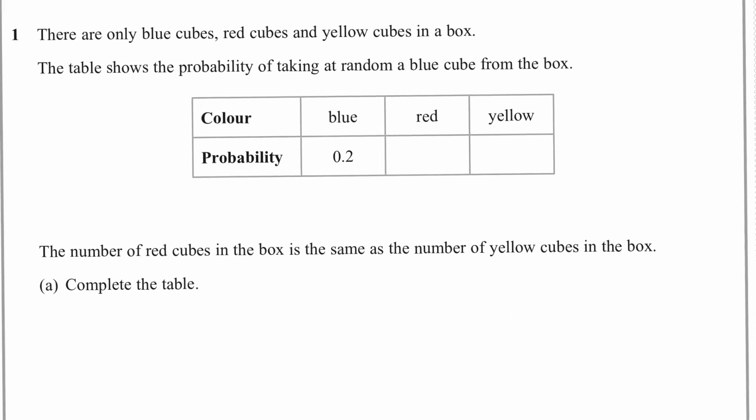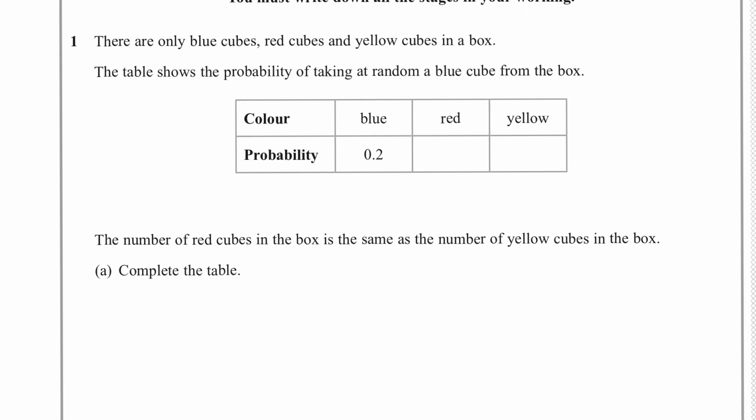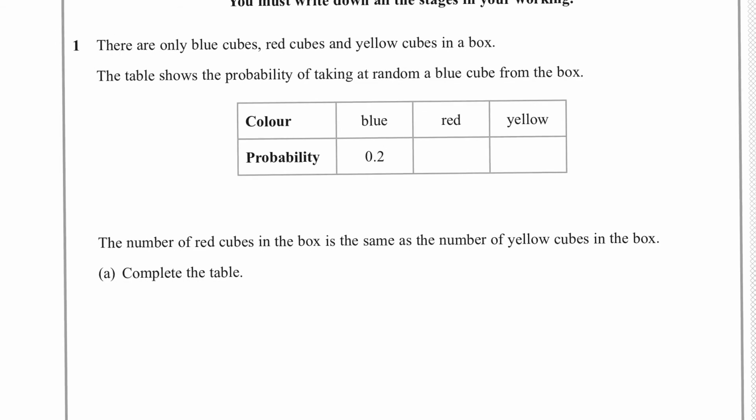Okay, so this question was also in the foundation paper, but basically you have blue cubes, red cubes, and yellow cubes, and it wants us to complete the table. The number of red cubes in a box is the same as the number of yellow cubes in the box, and it's already given us the probability of the blue cubes.